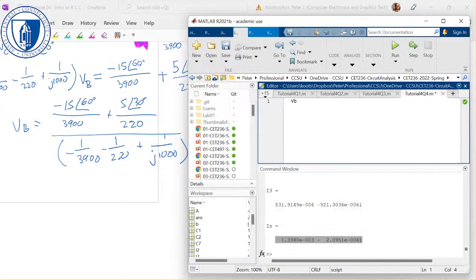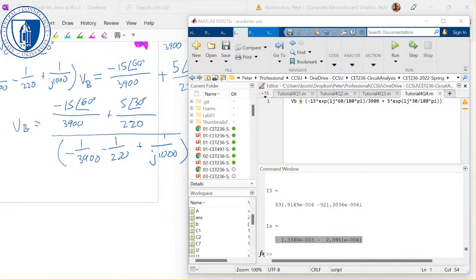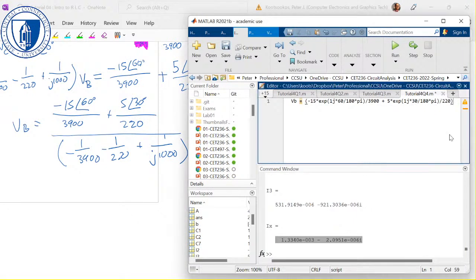So our VB equals minus 15 times exponential 1j times 60 on 180 times pi, divided by 3900, plus 5 times exponential 1j times 30 on 180 times pi, divided by 220, and then divided by minus 1 on 3900, minus 1 on 220, plus 1 on j1000, and remember the parentheses around that.